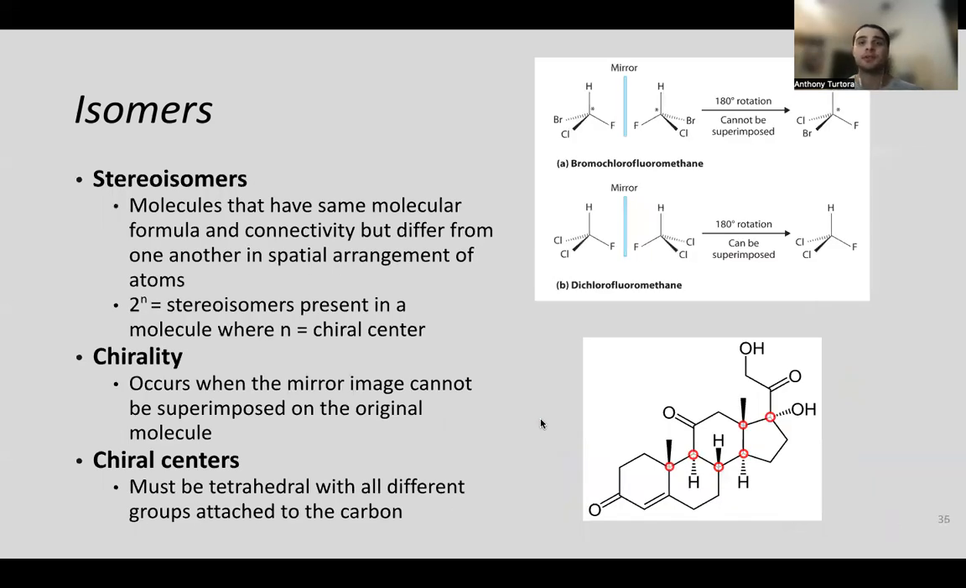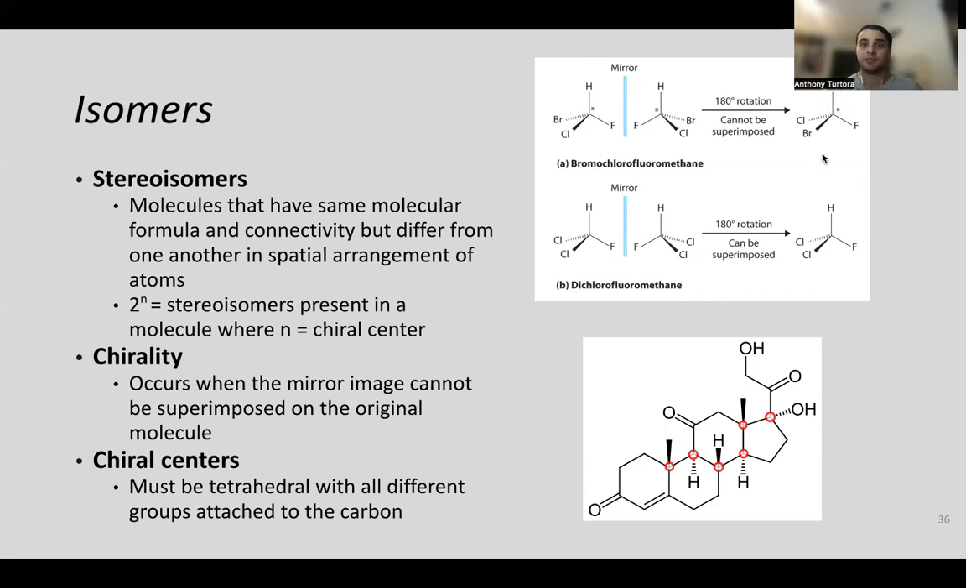So now stereoisomers. These are molecules that have the same molecular formula and connectivity, but differ in the spatial arrangement of the atoms. Another important thing is that when we're trying to figure out how many stereoisomers are present in a molecule, we can use the formula 2^n, where n is our number of chiral centers.